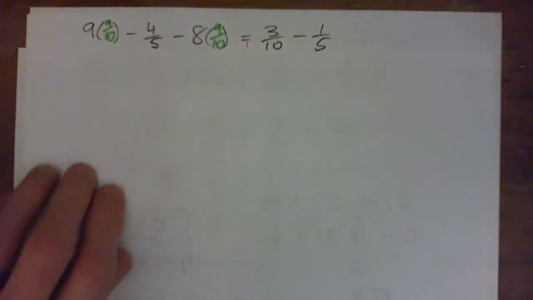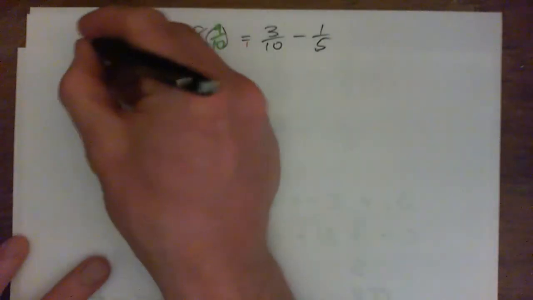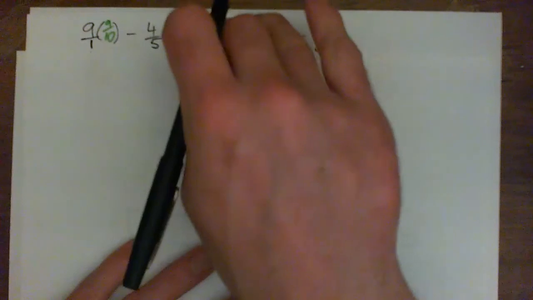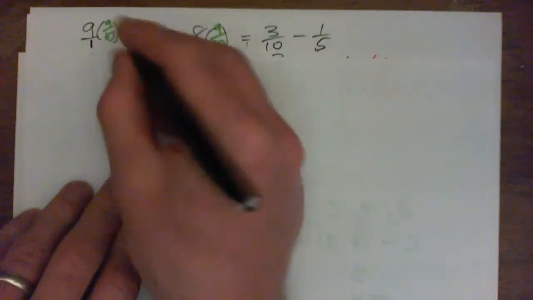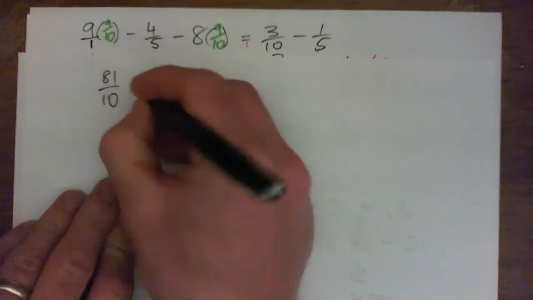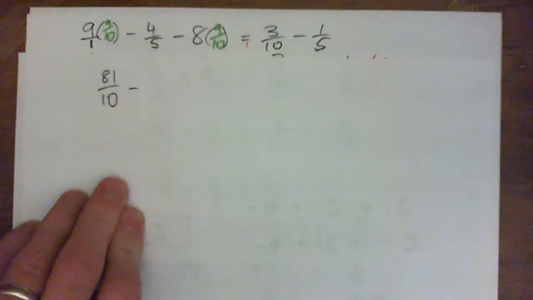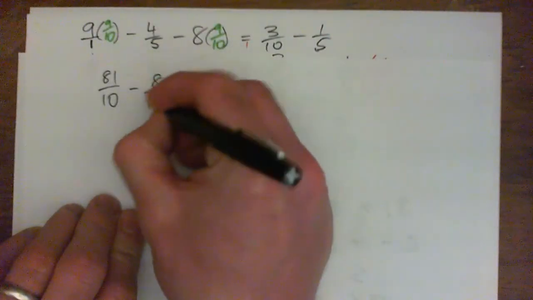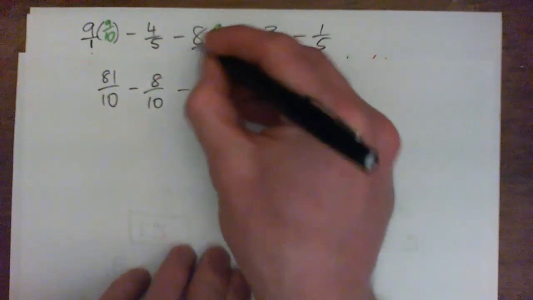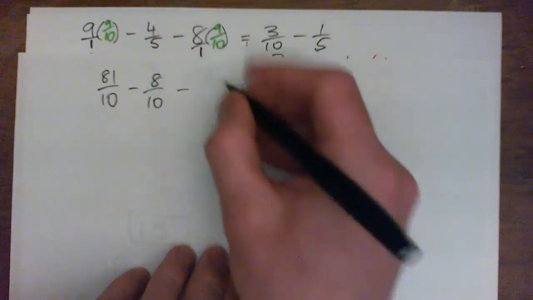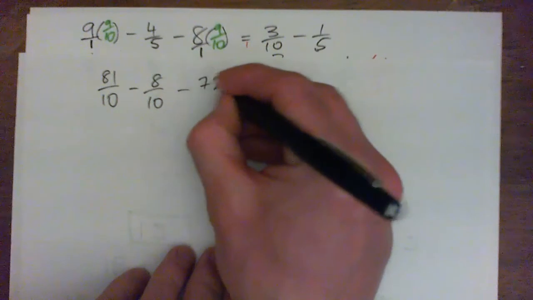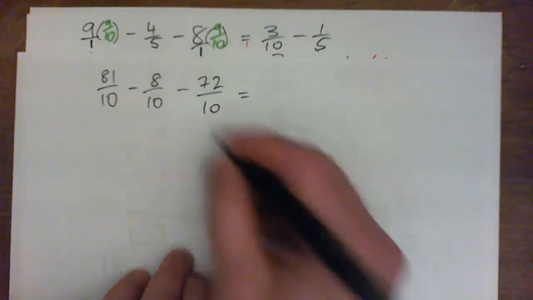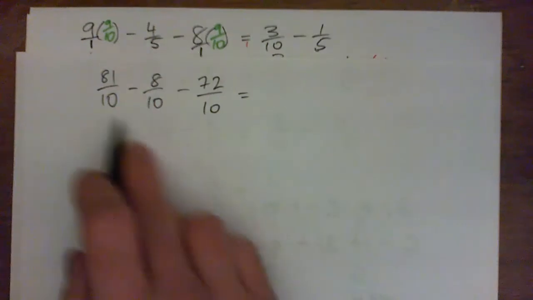I'm going to do it quickly. 9 is 9 over 1. I've got 9 over 1 times 9 over 10. That's 9 times 9 is 81 over 10. Minus 4/5. That needs to be the same denominator, so that becomes 8/10. And this is 8 over 1. 8 over 1 times 9 over 10 is 72/10. Okay, and I'll just keep working out on the left here.